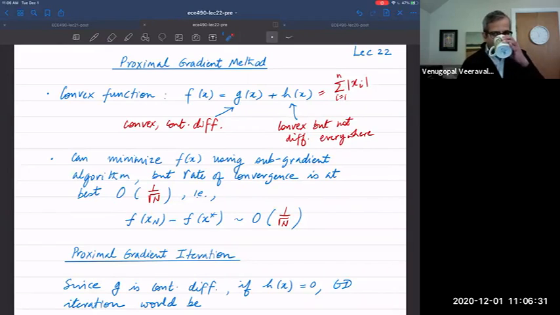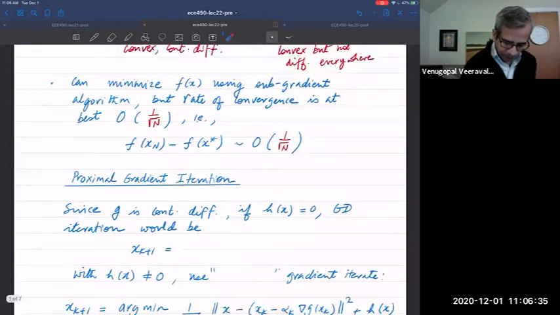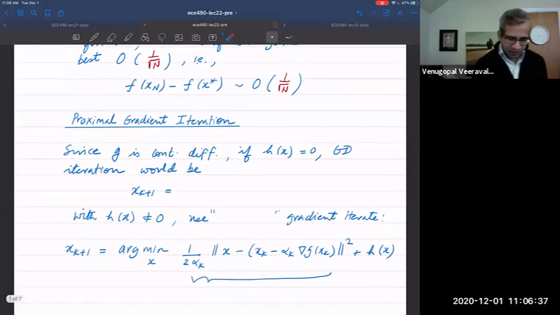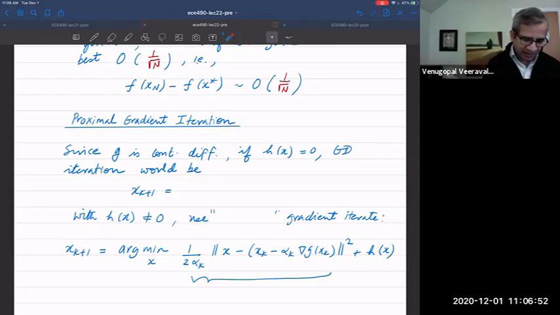Okay, so let's see how we proceed with this. We use a trick called the proximal gradient method. And in this iteration, suppose we didn't have h of x, then gradient descent will look like this, right? Xk plus 1 is xk minus some alpha k times the gradient at xk of g.